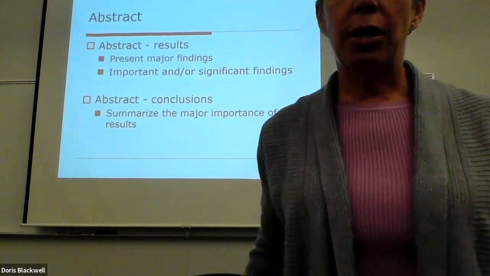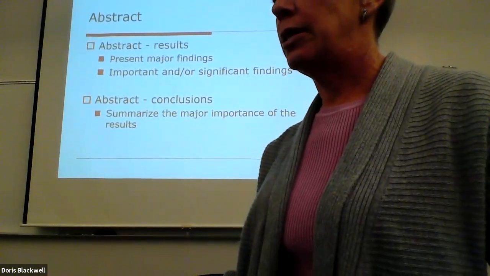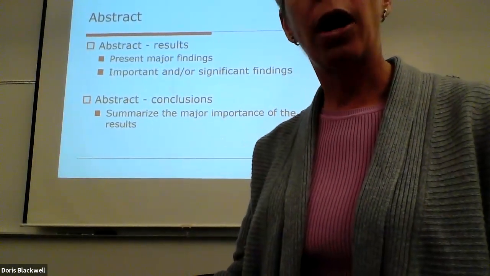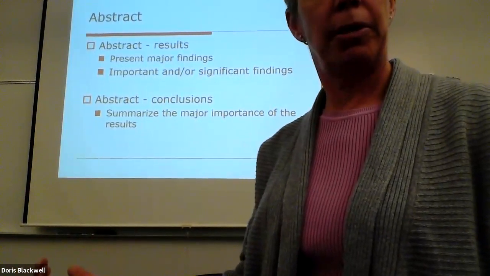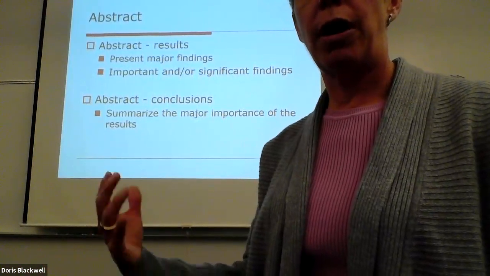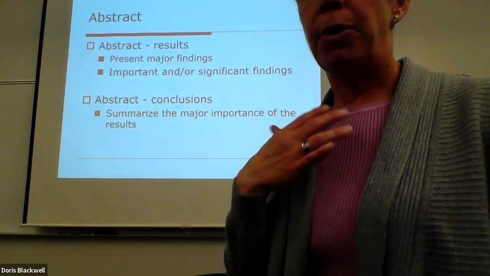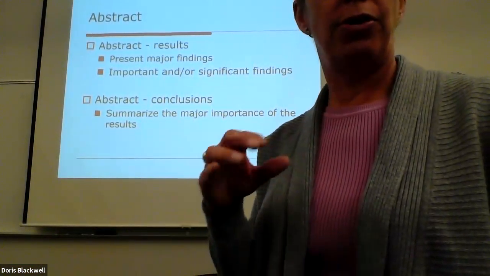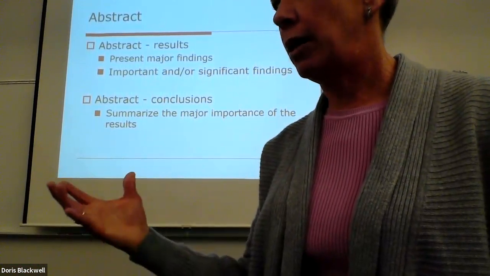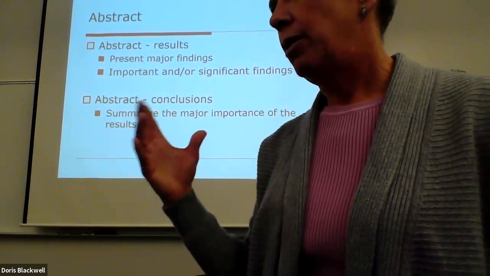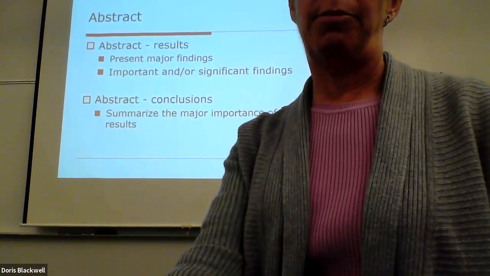For the results section, again, we want to present our major findings. So what were our statistically significant findings, or the things that we thought we'd find that we didn't, right? Even if we really thought this was going to be significant and it wasn't. So what were either our significant findings or our important findings? And then we want to conclude the abstract with just a summary of the major importance of our results. So again, that's what are the implications of our study, in 1 or 2 sentences in the abstract.